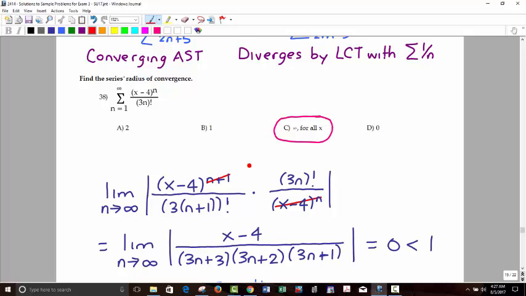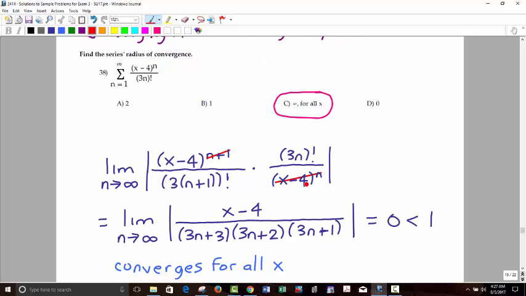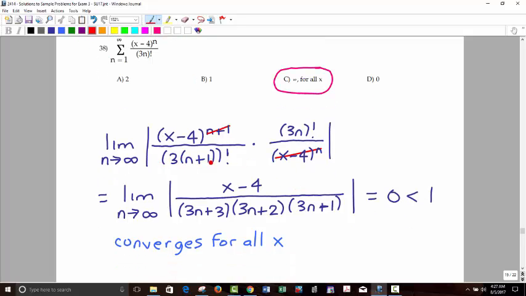Radius of convergence, so let's see what happens here. Okay, so x minus 4 to the n plus 1 over 3 times n plus 1 factorial. And flip over the original to have 3n factorial over x minus 4 to the n. And then this is actually 3n plus 3 factorial right here. So it's 3n plus 3, 3n plus 2, 3n plus 1, x on top.